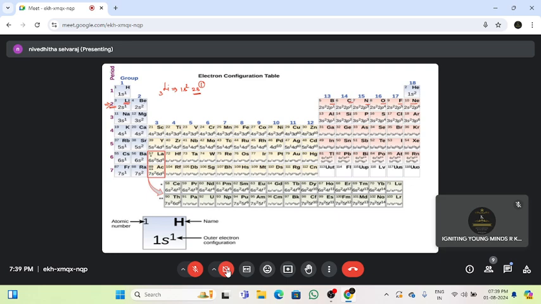For example, let us take scandium. Scandium is in the fourth period, right? Then what will be its valency shell? 4. As simple as that. Is that clear?